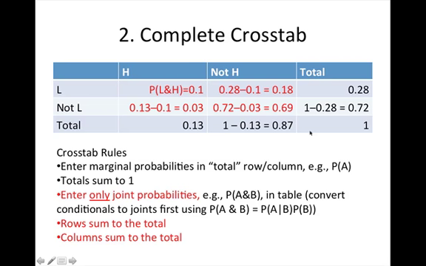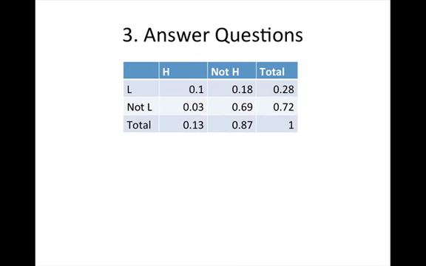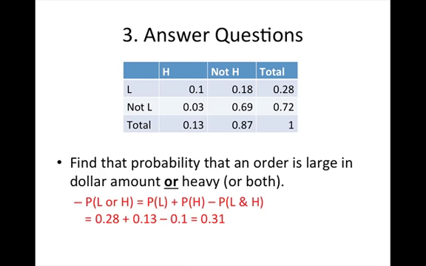All right, if you can get this far, I claim that the rest of the problem is easy. If you can't get this far, then go watch the video again. So let's go answer the questions. The first one is, what is the probability that an order is large in dollar amount or heavy or both? So what this is saying is it's large or heavy or both.